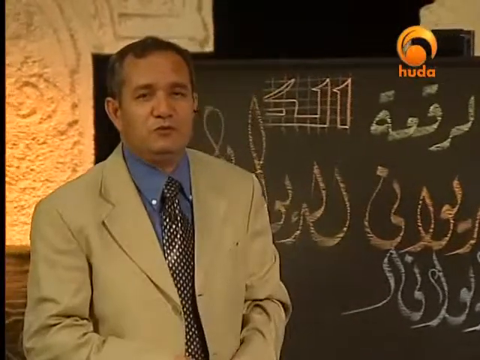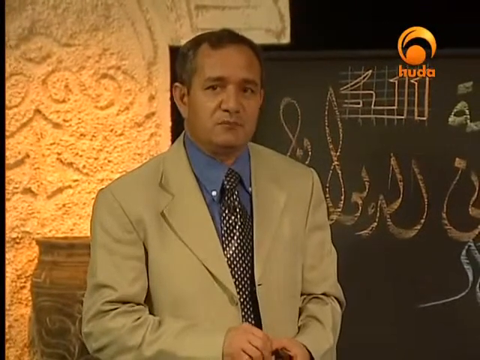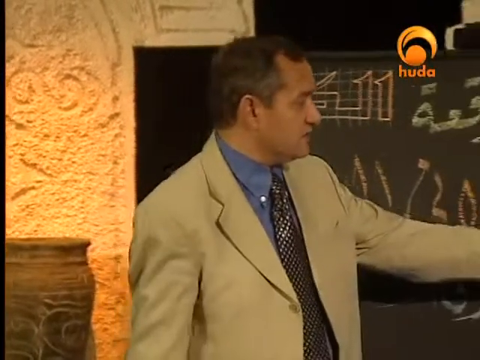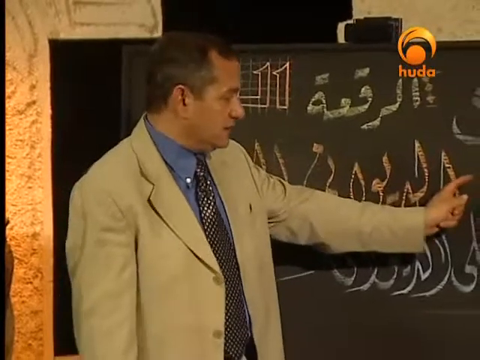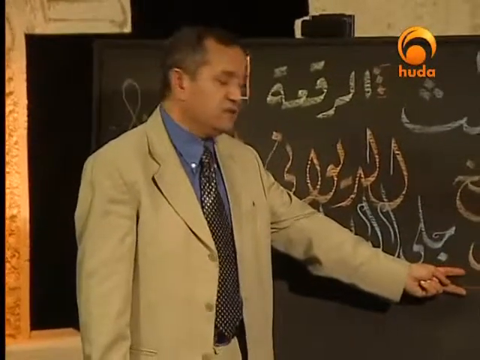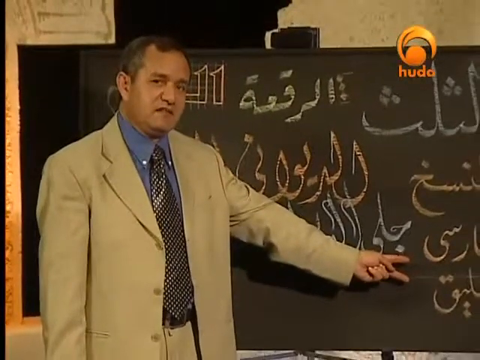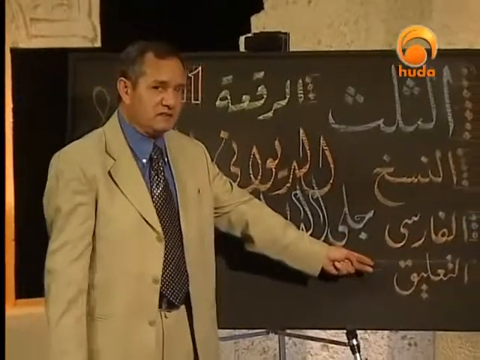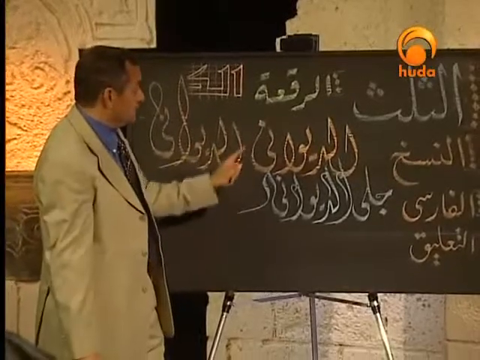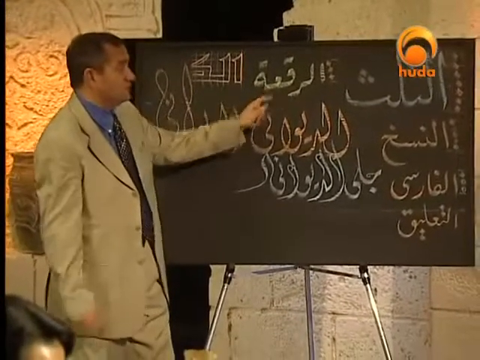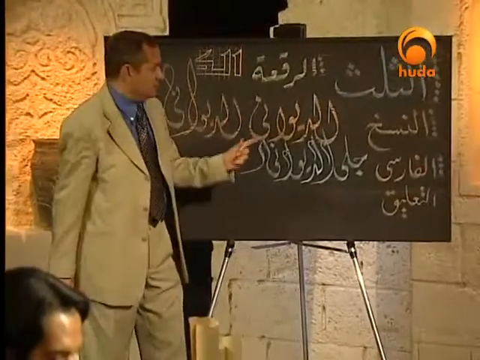The Thuluth style we use for the Quran verses. We use it almost in the mosque. Naskh we use as a copy; Naskh means copying the Quran. And Farsi, most of the Iranian, Indian, and Pakistani areas use this style for their writing, for their correspondence. Riq'a we use for our daily correspondence.